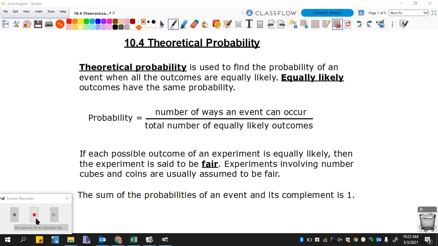And just as a review, remember that the probability of an event and a non-event is 1. So you add the event plus its non-event, which we refer to as the complement. The complement, remember, is the non-event. So the complement plus the event is equal to 1.